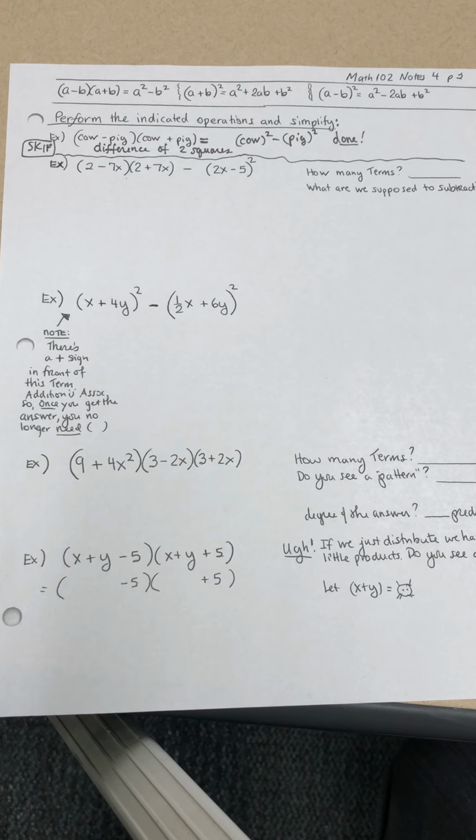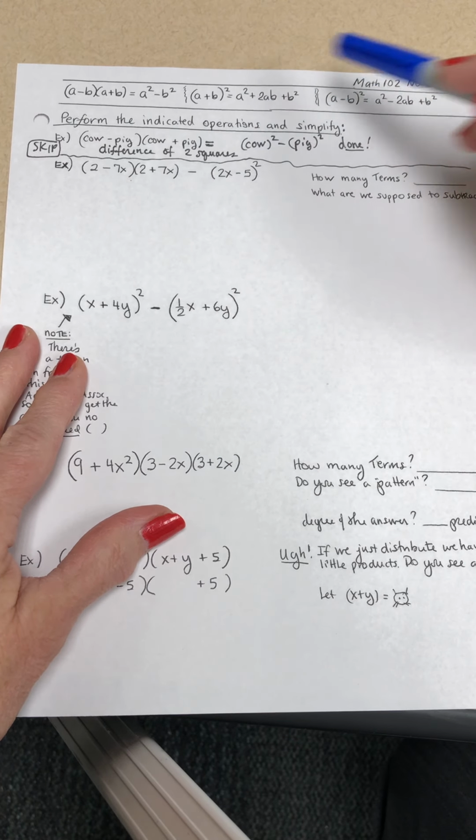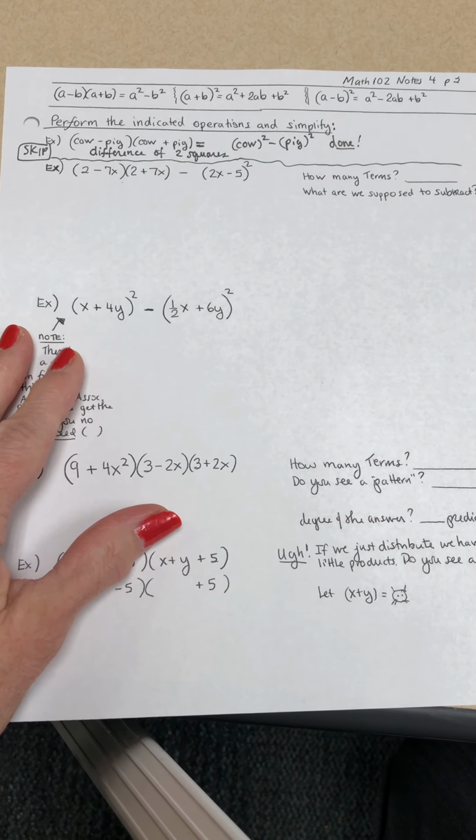Notes 4, page 3. This is a page for mixed review using the multiplication patterns for multiplying binomials. So I wrote all 3 patterns up here so you wouldn't have to flip back pages.